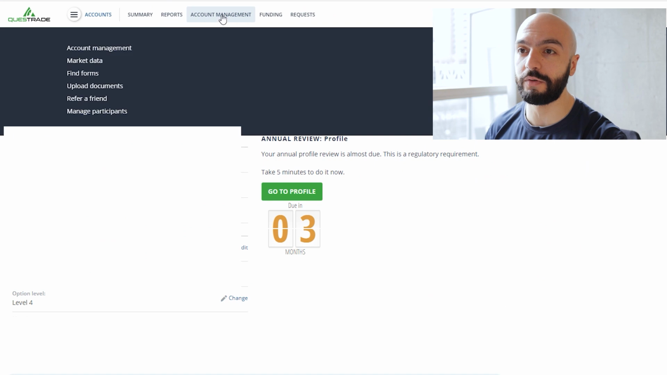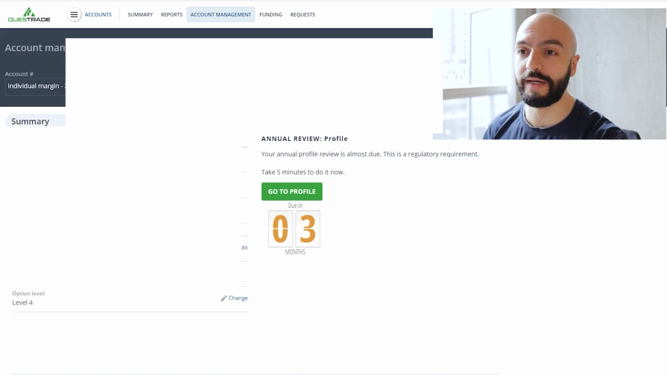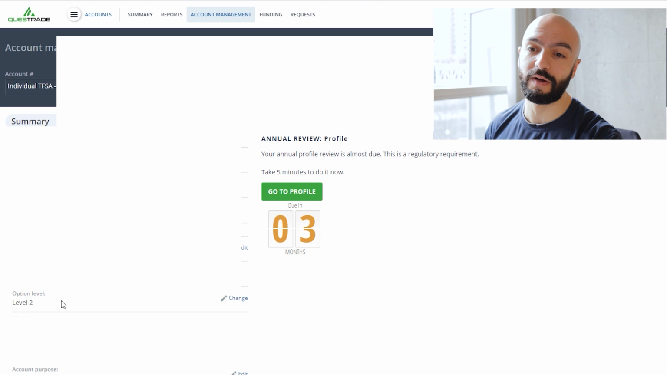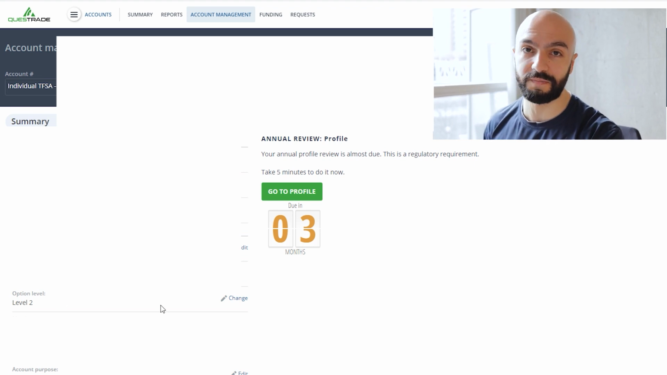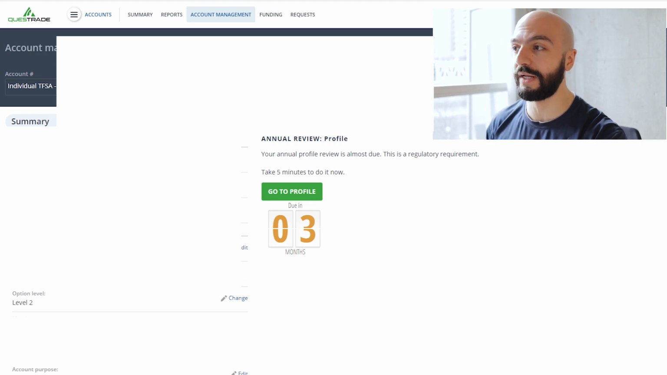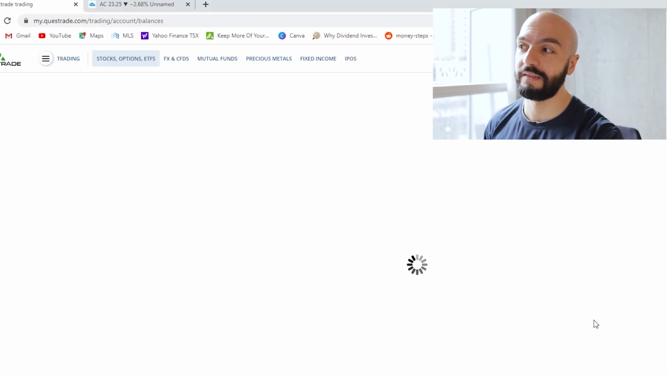In Questrade, go to account management, and then find your tax-free savings account. You see where it says option level? It might be off, it might be level 1, but you need to turn this to level 2. This is the most you can do for a TFSA, so turn this to level 2. Then I'll show you what I do in my TFSA.